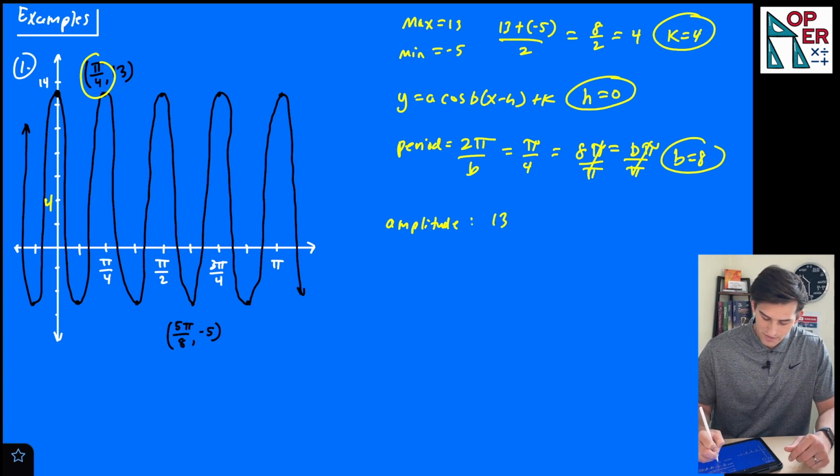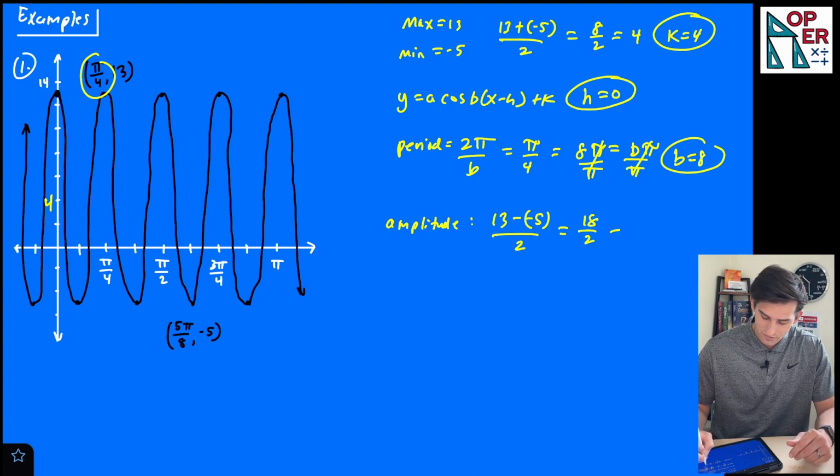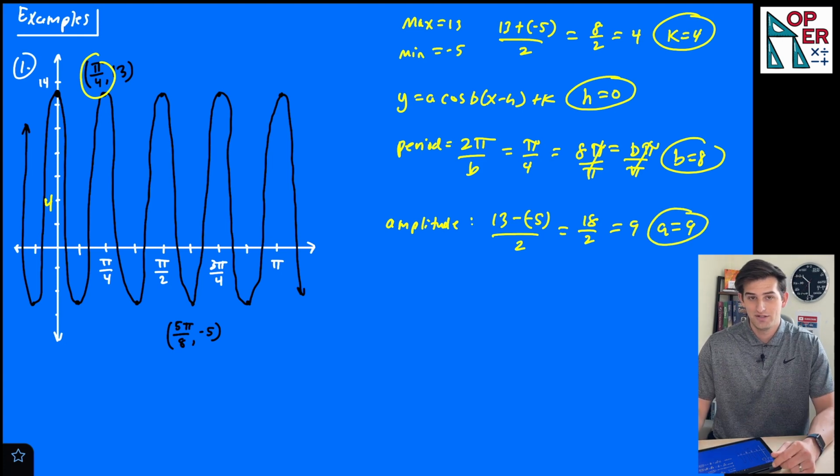So the maximum is 13 minus negative 5, divided by 2. So 13 minus negative 5 would be like 13 plus 5, so that's going to give us an 18 over 2, which would be equal to 9. So now we know that a is equal to 9, and we have all the information that we need.